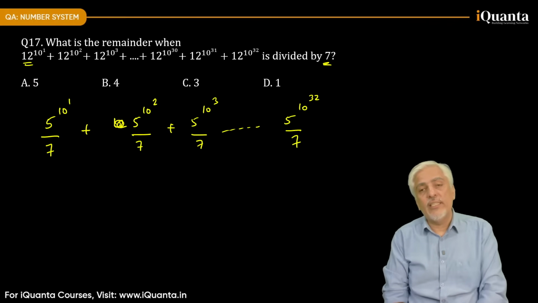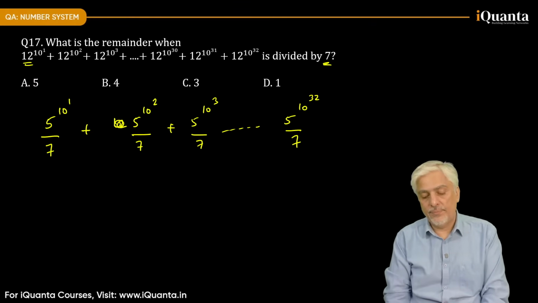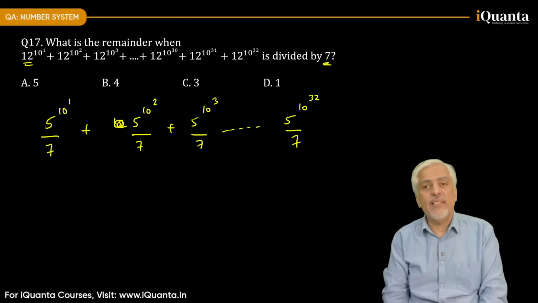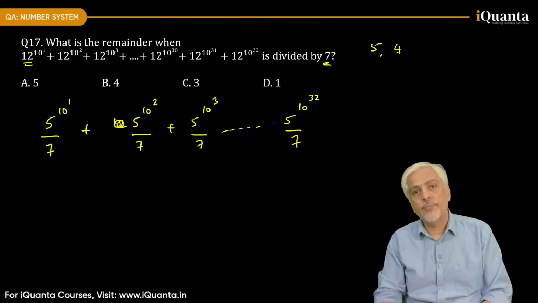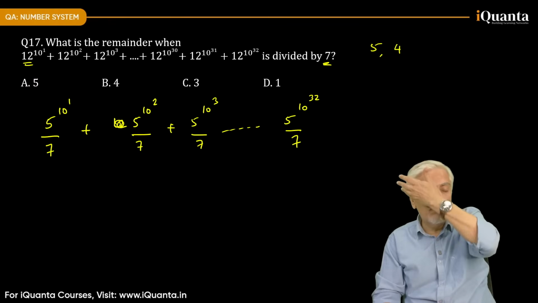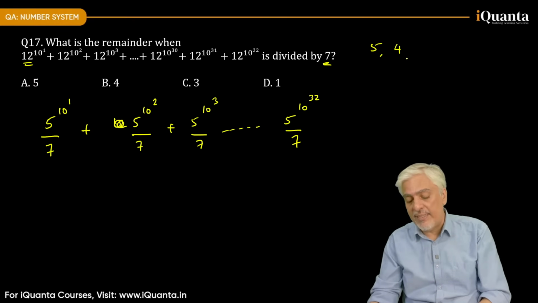Now same logic. When does 5 leave remainder 1? 5 divided by 7, remainder is 5. 25 divided by 7, remainder is 4. 4 fives are 20. 20 divided by 7, remainder is 6, or minus 1.